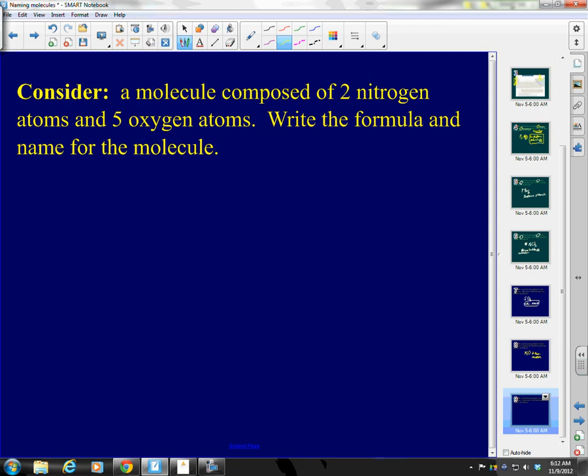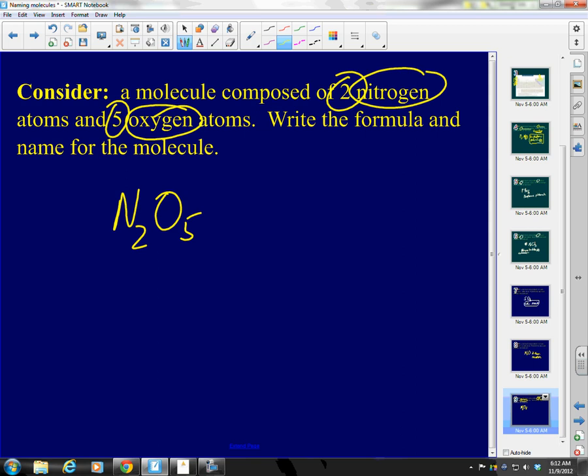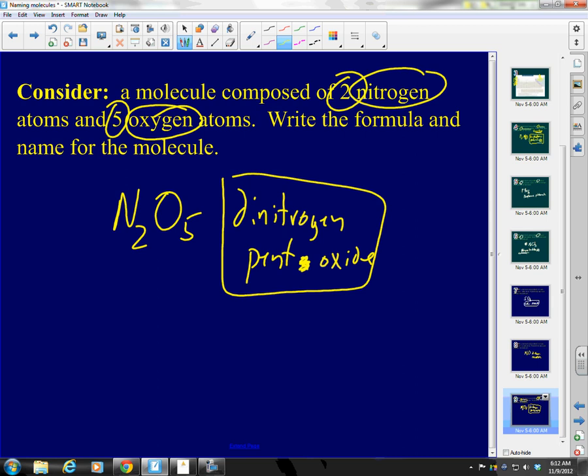You guys give this one a shot. Well, same kind of thing. We have nitrogen and oxygen. Nitrogen is from the lower group, so my N comes first, my O comes second. How many nitrogens do I have? 2. How many oxygens do I have? I have 5. So this is going to be what? Dinitrogen pent. But notice I don't say pentaoxide. No, I get rid of that A and it's just pentoxide. Dinitrogen pentoxide. Cool.